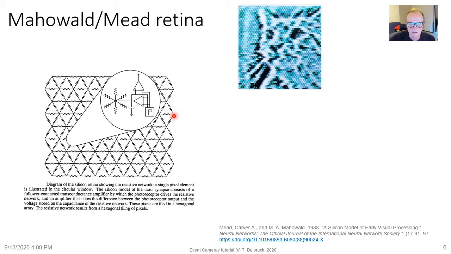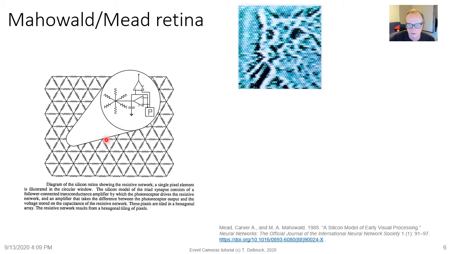This is a very interesting structure, which has a photoreceptor, which drives a transconductance amplifier, which drives a node of a 2D resistive network. And then inside the pixel, you take a difference between the resistive network and the photoreceptor. This diagram shows the resistive network. A single pixel element is illustrated in the circular window. The silicon model of the triad synapse consists of a follower-connected transconductance amplifier by which the photoreceptor drives the resistive network through this transverse conductance and the lateral conductance, and a transconductance amplifier that takes the difference here. And the pixels are tiled in a hexagonal grid.